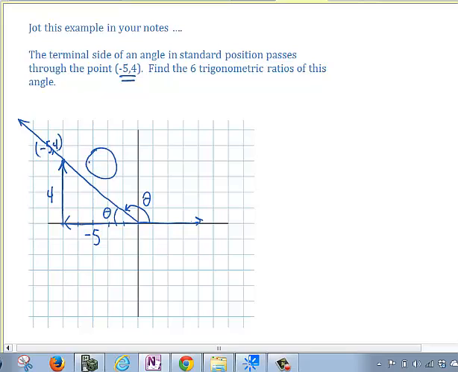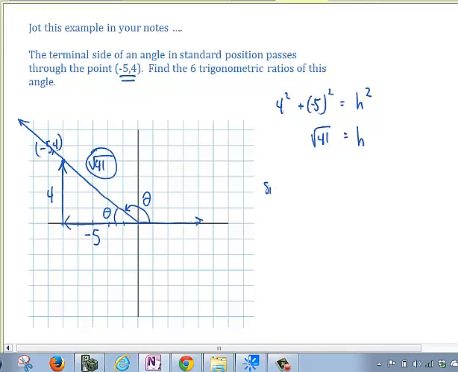Pythagorean theorem would say this is the square root of 41. Remember, it's going to be 4 squared plus negative 5 squared equals the hypotenuse squared. The hypotenuse will be root 41 when you add up and take the square root. And now we're ready to do all of our trig ratios.